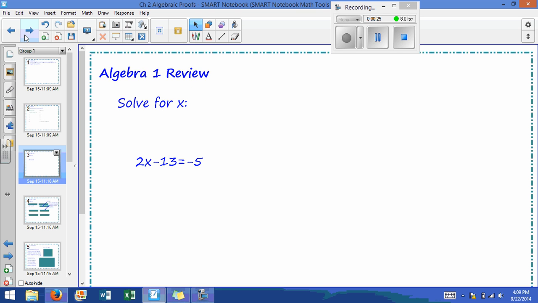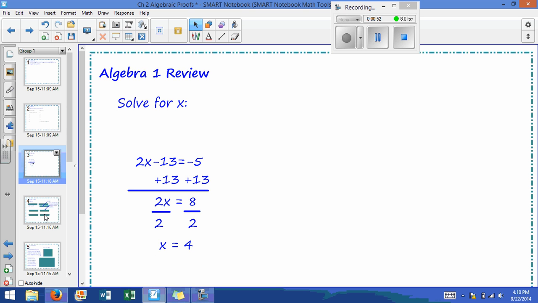So like I said, it's an algebraic proof. Let's do a little review of Algebra 1 here. Hopefully when you see this equation, you think to yourself, yep, I can solve for x. Go ahead and pause the video, take a moment, and see if you can find the value of x. Okay, ideally you did the following process. You added 13 to both sides, you divided by 2, and you got x equals 4.